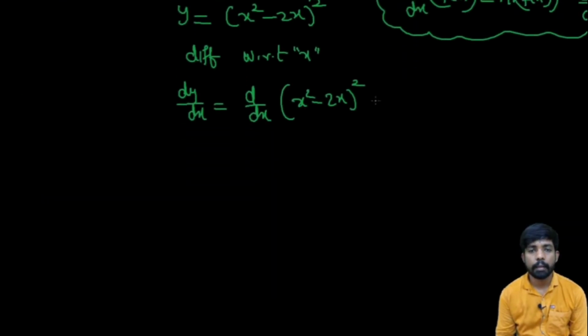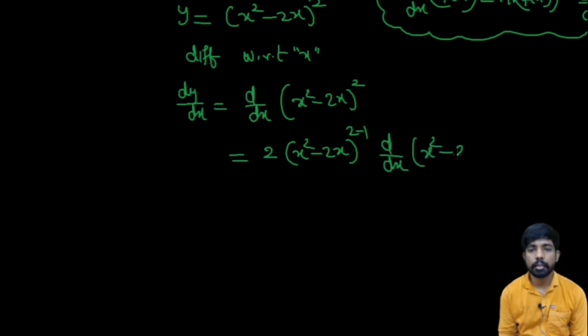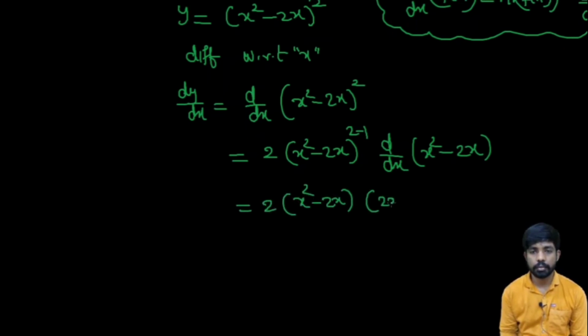So here apply the formula. 2 into (x square minus 2x) whole to the power of 2 minus 1, inside differentiation. Differentiation of x square minus 2x: 2 into (x square minus 2x). Differentiation of x square is 2x. Differentiation of x is 1.